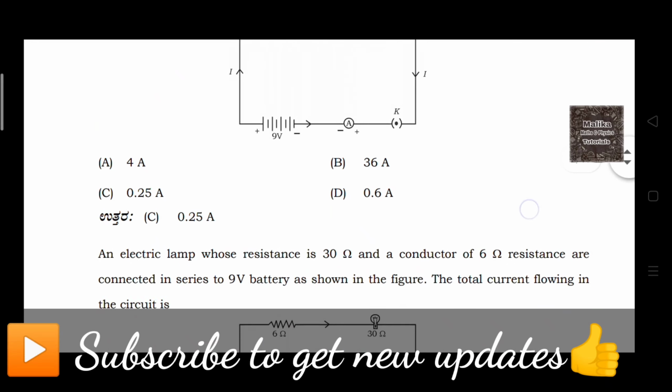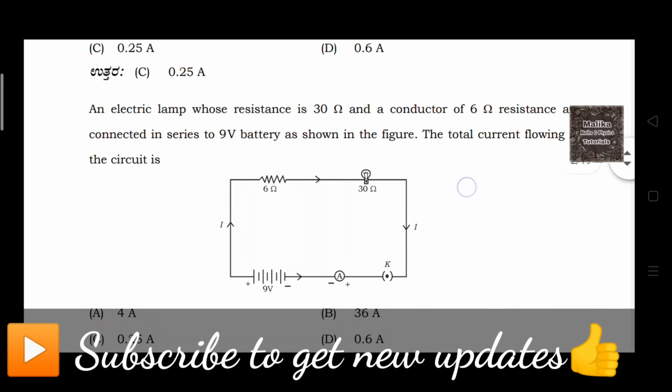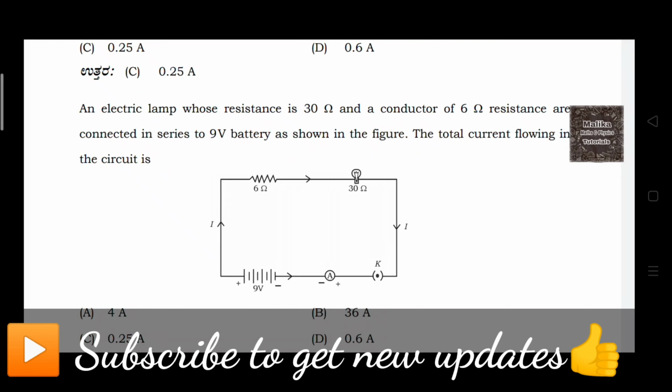Next question number 42. An electric lamp whose resistance is 30 ohms and a conductor of 6 ohm resistance are connected in series to a 9 volt battery as shown in the figure. The total current flowing in the circuit is. So very easy question, very easy problem.